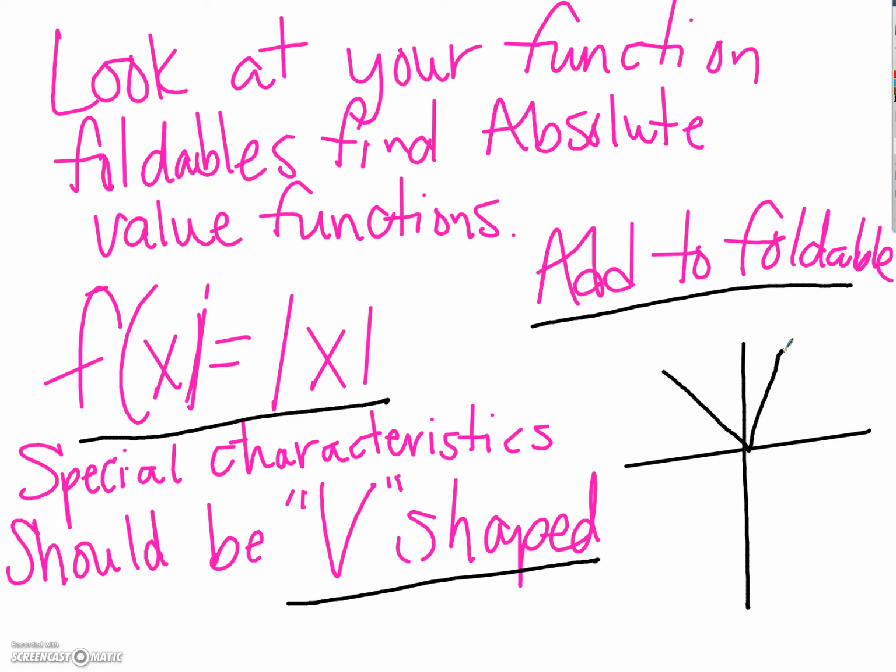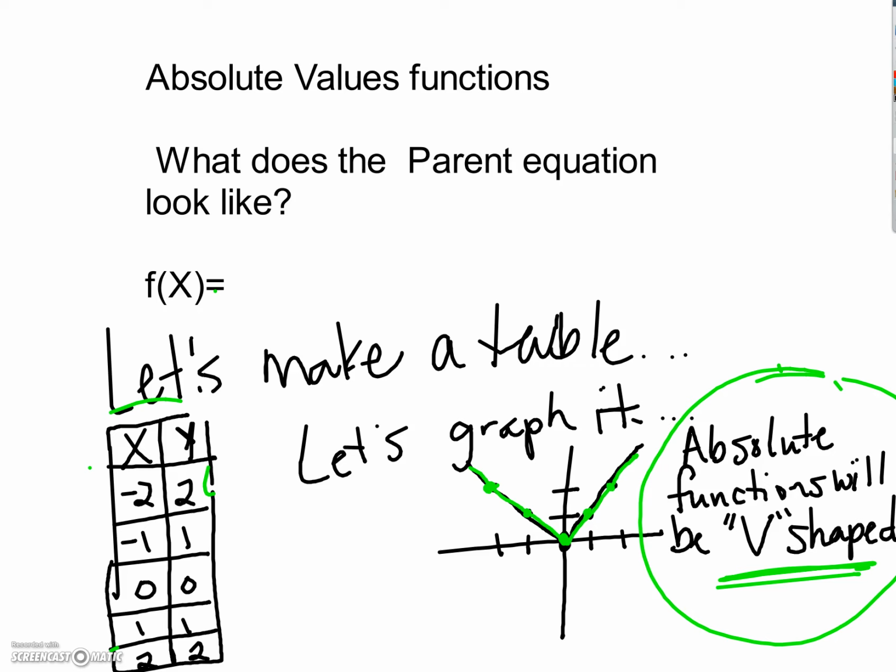Now remember, we're going to start with the parent function, which is the most basic one that we can do. Okay? All right, so absolute value functions. What does the parent function look like? The parent function, the equation looks like this. Okay, so we're going to make a table, and I've already done this. Remember, we're using the basic ones, -2, -1, 0, 1, 2, when we're dealing with functions for right now.